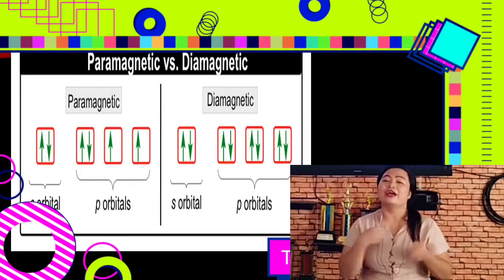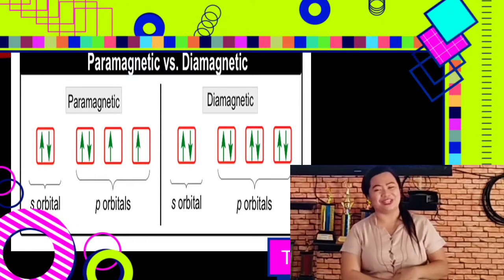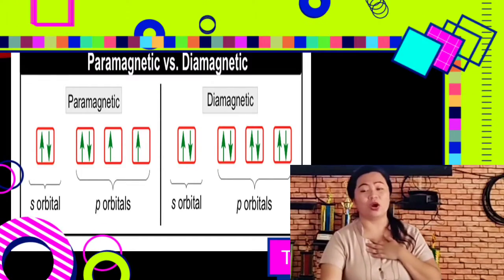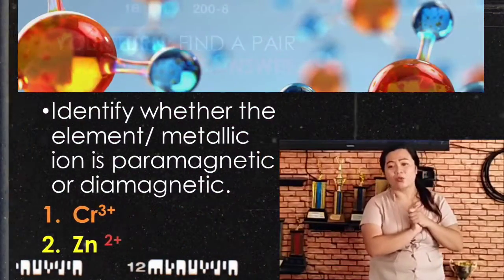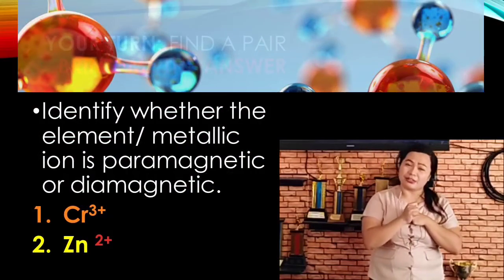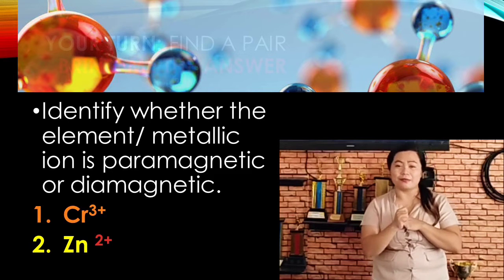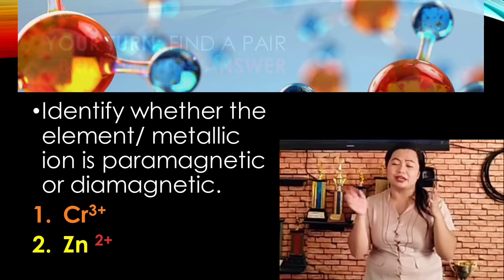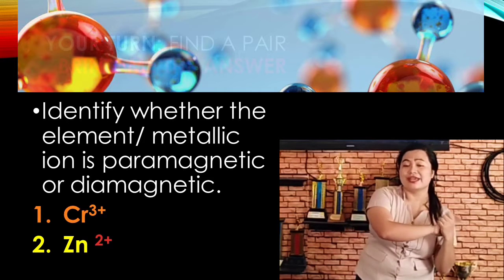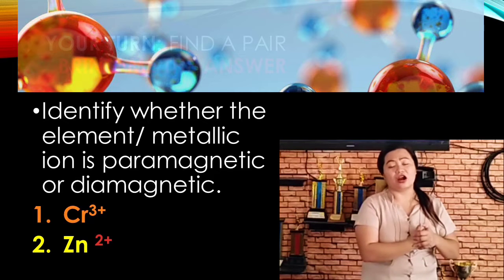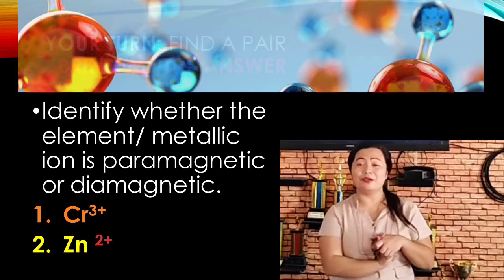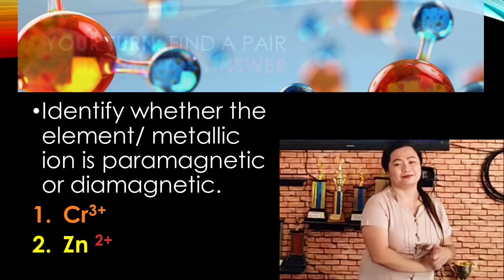Okay, you can PM me your questions about this topic. So now, let us check your understanding about the topic. Identify whether the element or metallic ion is paramagnetic or diamagnetic. Are you ready? Okay. Please write the electronic configuration first and then see if they are paramagnetic or diamagnetic. I'll be giving you 1 minute to do that.